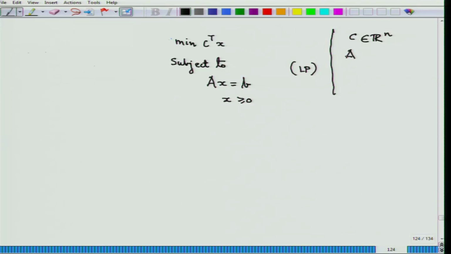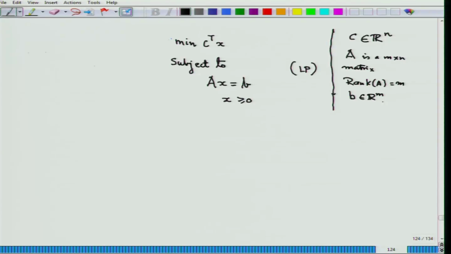A is an m cross n matrix and the rank of A is m. b is of course an element of R^m. x, the decision vector, naturally is in R^n, which I do not have to specify because you take an inner product.